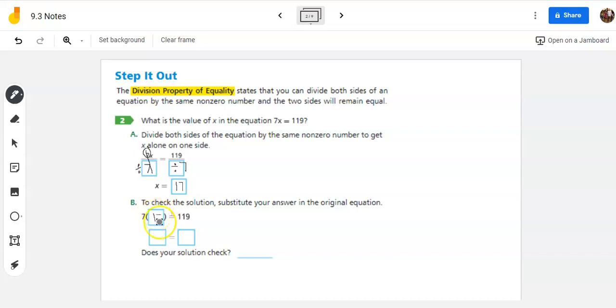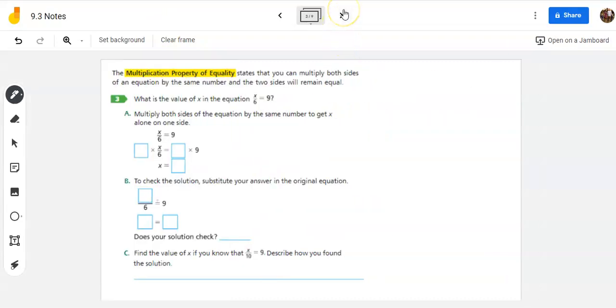So I'm going to plug my answer in there. 7 times 17 is 119. So does 119 equal 119? Yes, it does. So we are right to go. You can always check your answer when you're doing this. It's not something very hard to do. It's just another step if you're concerned that you may not have the right answer.